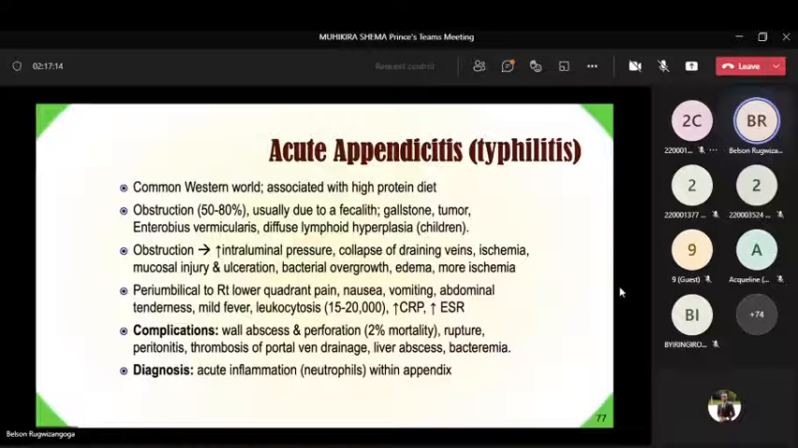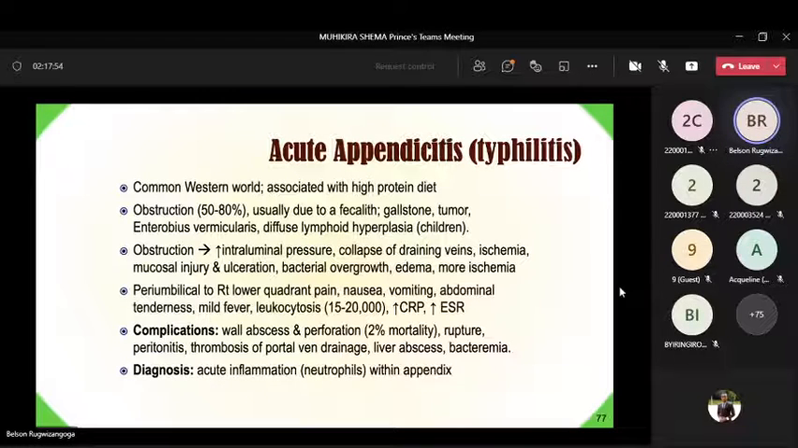So a fecalith is not a stone as such. I was mistaken. It is when the stools are very thick and very hard, looking like a stone, but the stone itself would be called a gallstone. The obstruction may be caused by a tumor. It can be caused by Enterobius vermicularis, these are parasites, or diffuse lymphoid hyperplasia, especially in children. So these are factors which will cause appendicitis to happen.